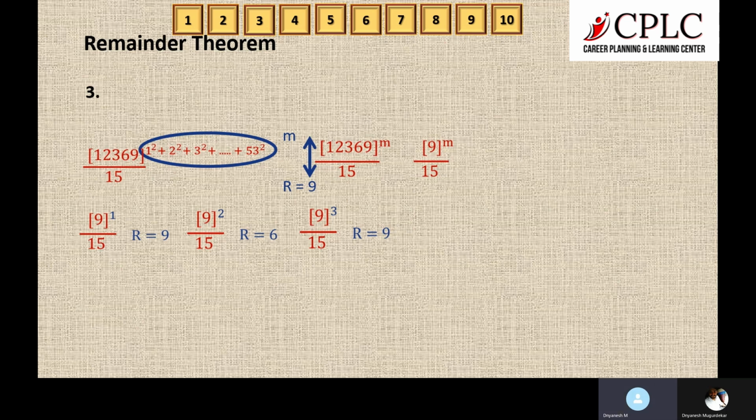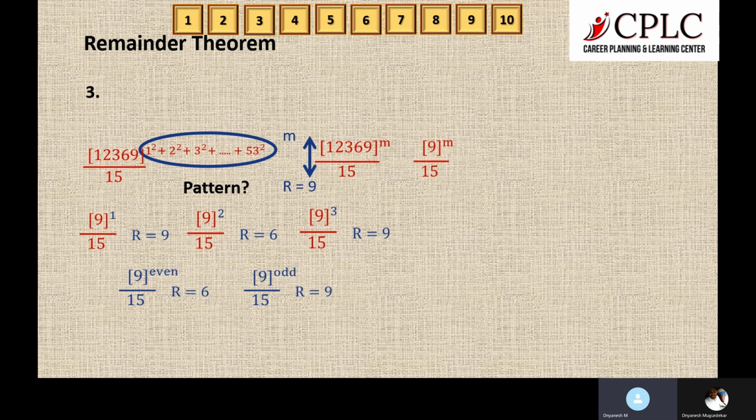So what you end up observing here is that 9 raised to an odd power, when divided by 15, will always give you a remainder of plus 9. But 9 raised to an even power, when divided by 15, will always give you a remainder of plus 6. So again here, for us to only figure out in our question whether this m is odd or even. And if you remember, this m was what? 1 square plus 2 square plus 3 square, so on till 53 square.